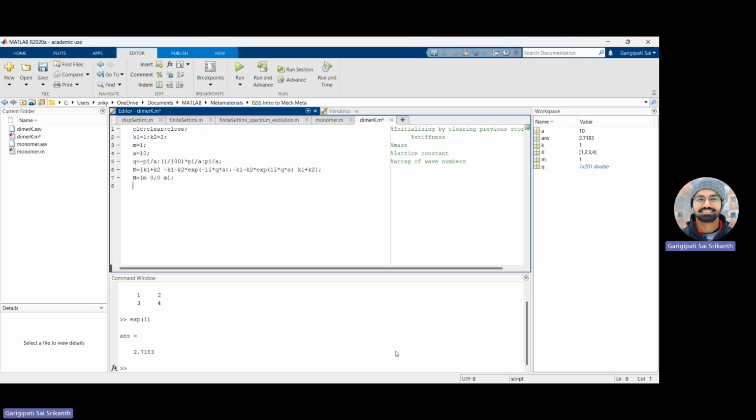we'll use the function eig. It solves the eigenvalue problem. But we have to solve it for the dynamical matrix. So eig of dynamical matrix is M backslash K.